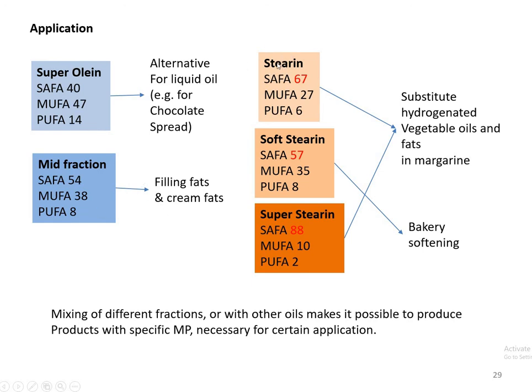You can combine stearine with super stearine to produce substitutes for hydrogenated vegetable oils and fats in margarine. Therefore you can reduce trans fat here. Soft stearine can be used for bakery softening. So by having fractionation, we produce several fractions with different melting points, and by mixing different fractions or with other oils, you can produce a product with specific melting point which is necessary for certain applications.